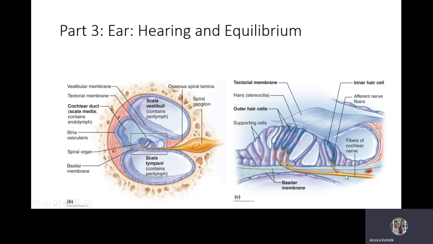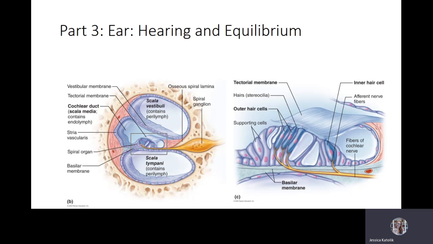The sensory neuron will eventually become the cochlear nerve, and then the cochlear nerve will carry that information towards the brain. Be aware that the cochlear nerve will unite with the vestibular nerve to become the vestibulocochlear nerve, that cranial nerve responsible for transmitting sensations of equilibrium and hearing.